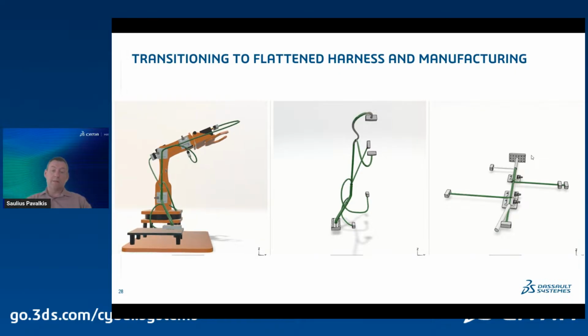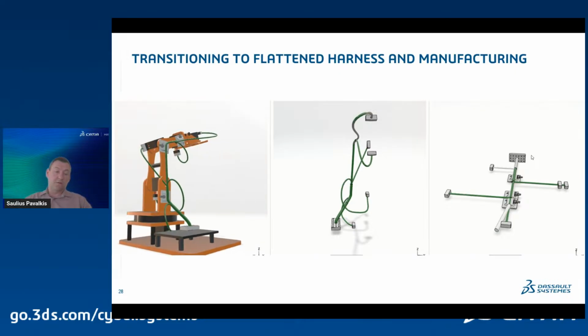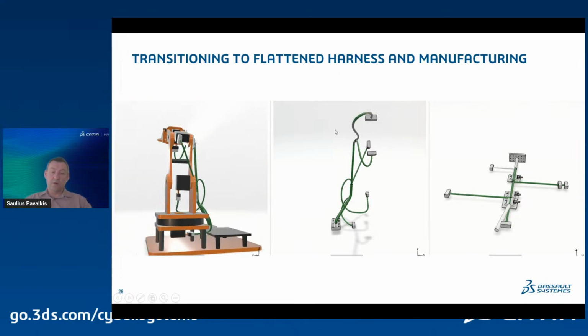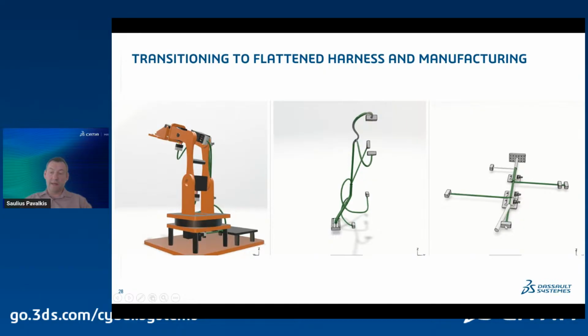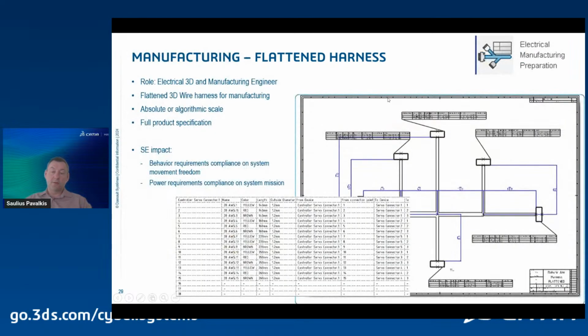So here, the next step for wire harness design, we transition from the 3D robot to a separated wire harness, to a flattened wire harness, and then to the drawing, which is delivered for manufacturing. And this drawing, again, is updated once you change the parameters in the initial arm. That could come from the SysML model.